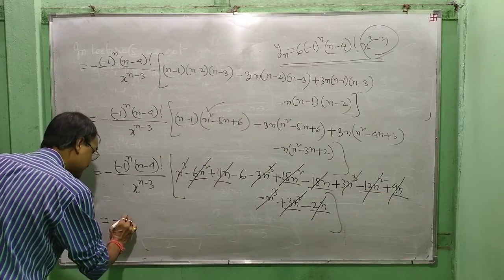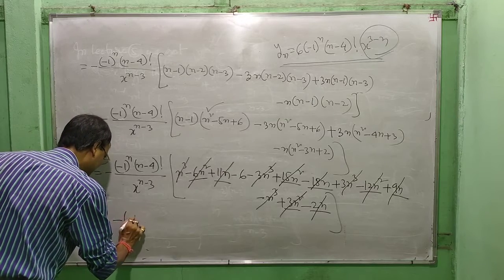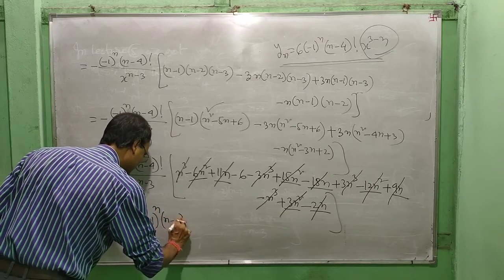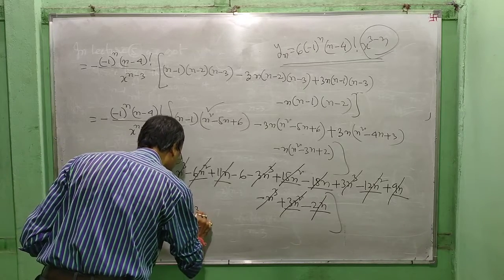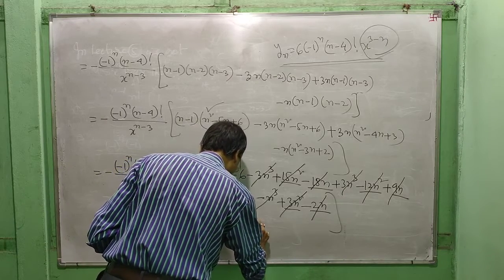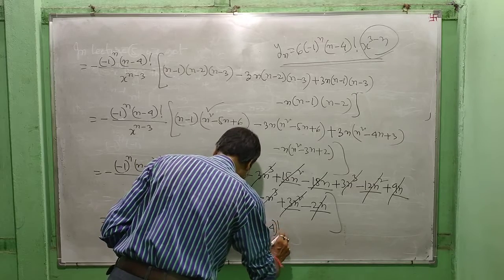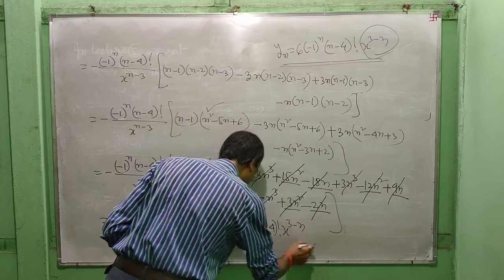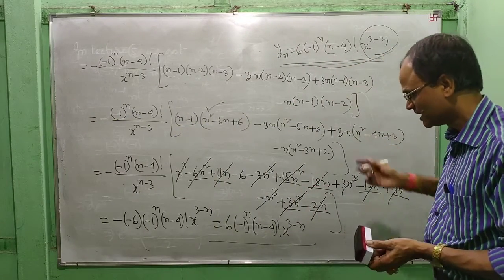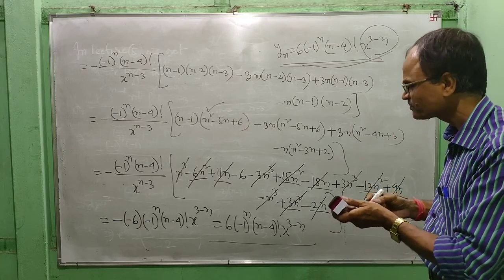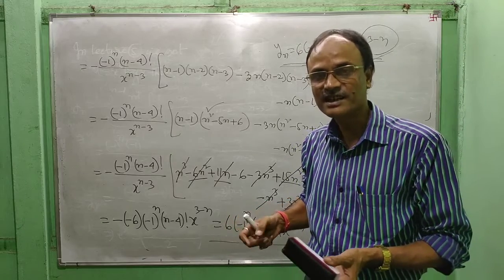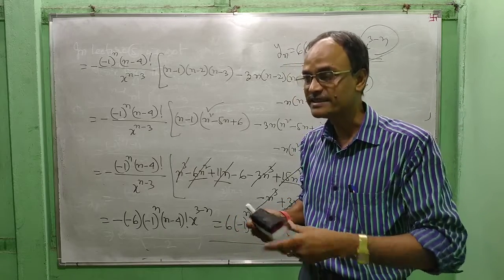This is equal to minus 6 into (-1)^n factorial n minus 4 x^(3-n), which is equal to 6 times of (-1)^n factorial n minus 4 x^(3-n). Now you see this result. From one result you can derive the other result. Therefore our result was absolutely correct. Our result was also absolutely correct.